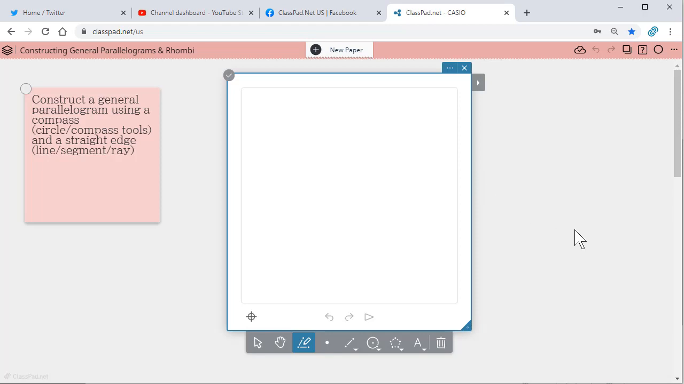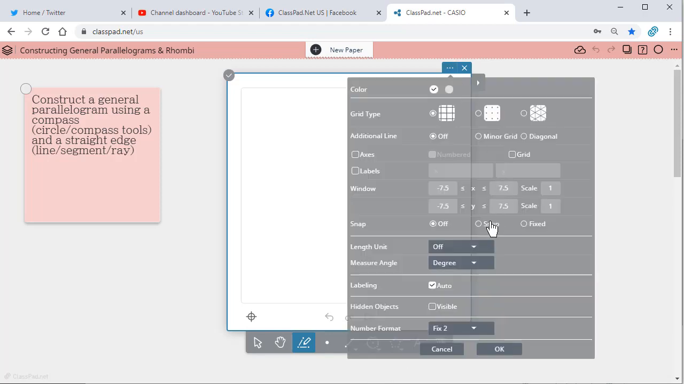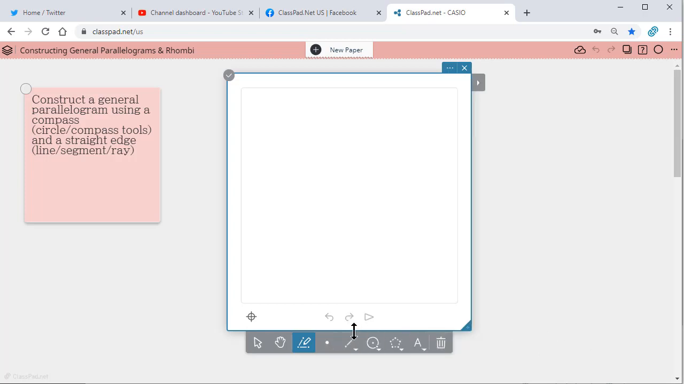So I want to start as a student might, which would be with a straight edge. So on our tools here, I don't want to use actual measurements, and I want to use what is a straight edge. And so down here you see straight edge, and I'm going to use a line. And the reason is because I need the whole line to help me find those vertices of the parallelogram.